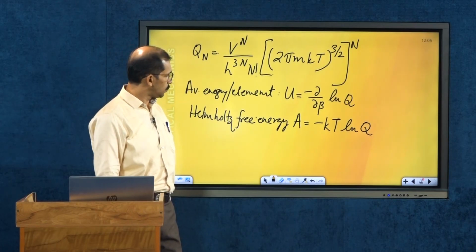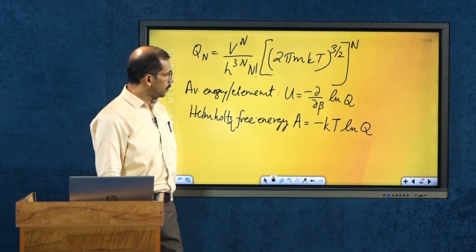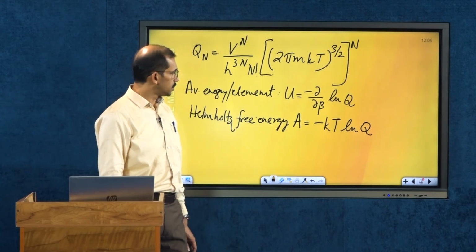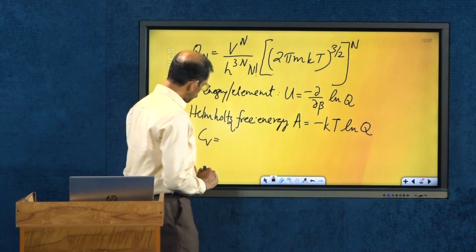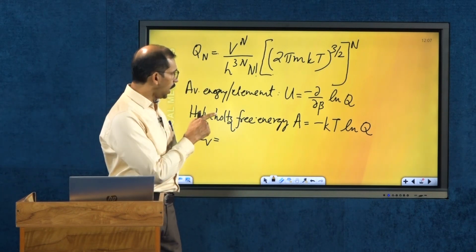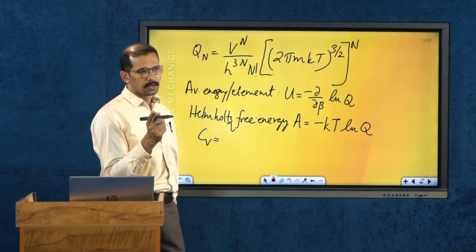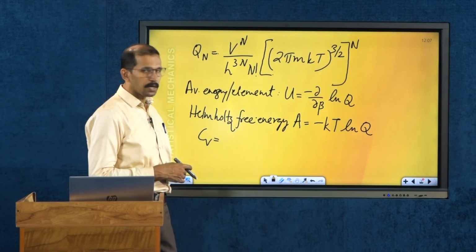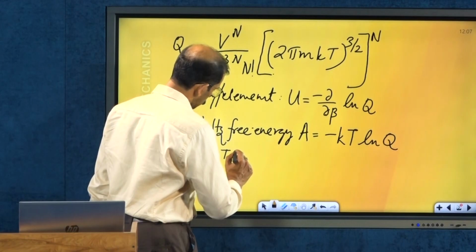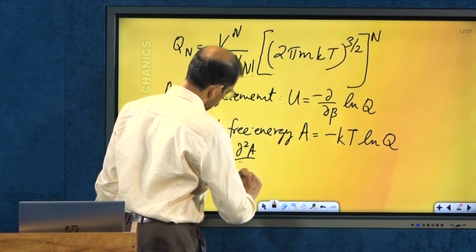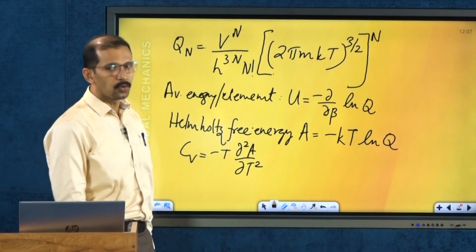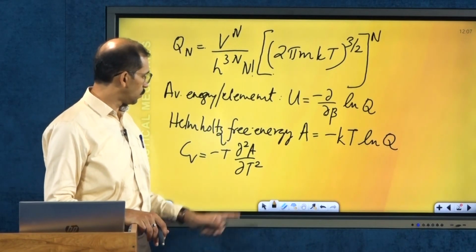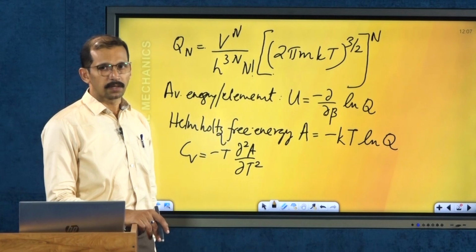And now, which is the parameter which we need? C_V, the specific heat capacity at constant volume. C_V can be expressed in terms of A, the expression which I had given you in one of the previous episodes. But since C_V is important, let me write down that expression once again: minus T into dou squared A by dou T squared, where A is the Helmholtz free energy, T is the temperature, and we are taking the differentiation with respect to temperature.